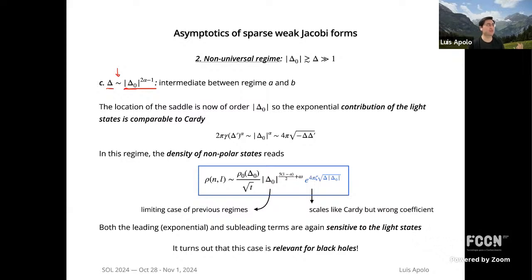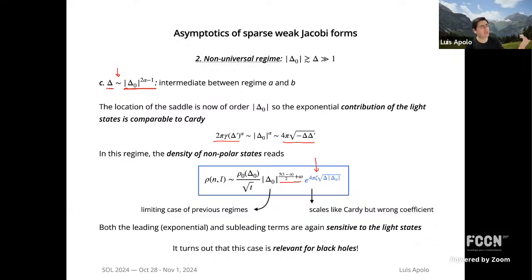If this happens, then it turns out that the exponential growth in the density of light states, which is given here, is comparable to the one of Cardy. So the final answer looks something like this. There's still sensitivity to the data of the light states of the weak Jacobi form. But interestingly, the leading behavior scales like Cardy, but it's not quite Cardy. So there's this factor of zeta here, which is a number of order 1.